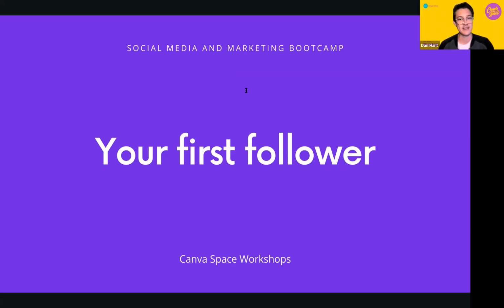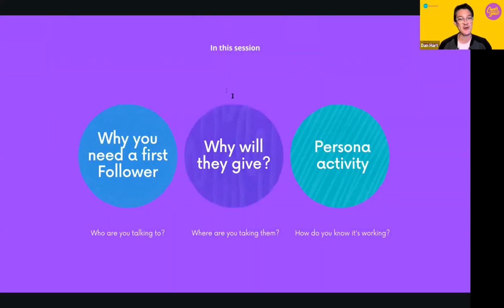Now we need a very particular type of person here, a special one we call a first follower. So what's a first follower? Well, I am glad you asked. Today I'm going to explain to you what on earth a first follower is and why they are so valuable. We're going to think about what will drive them to give to you in whatever way you need them to give. And finally, we're going to look at a persona activity. We put it all together into some homework for you to complete after this session to help you start identifying what your audience is going to be and who your first followers are as you launch your social media campaigns.